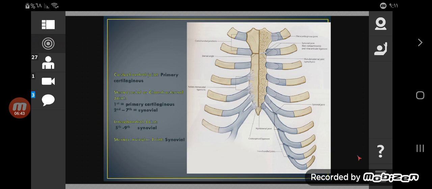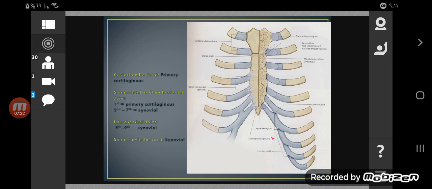We've got an exception. The 10th costal cartilage has a fibrous joint with the 9th costal cartilage. This is the exception you must consider. But the other ones are synovial. And you can see here, for example, the interchondral junction between the 7th and the 6th costal cartilages.